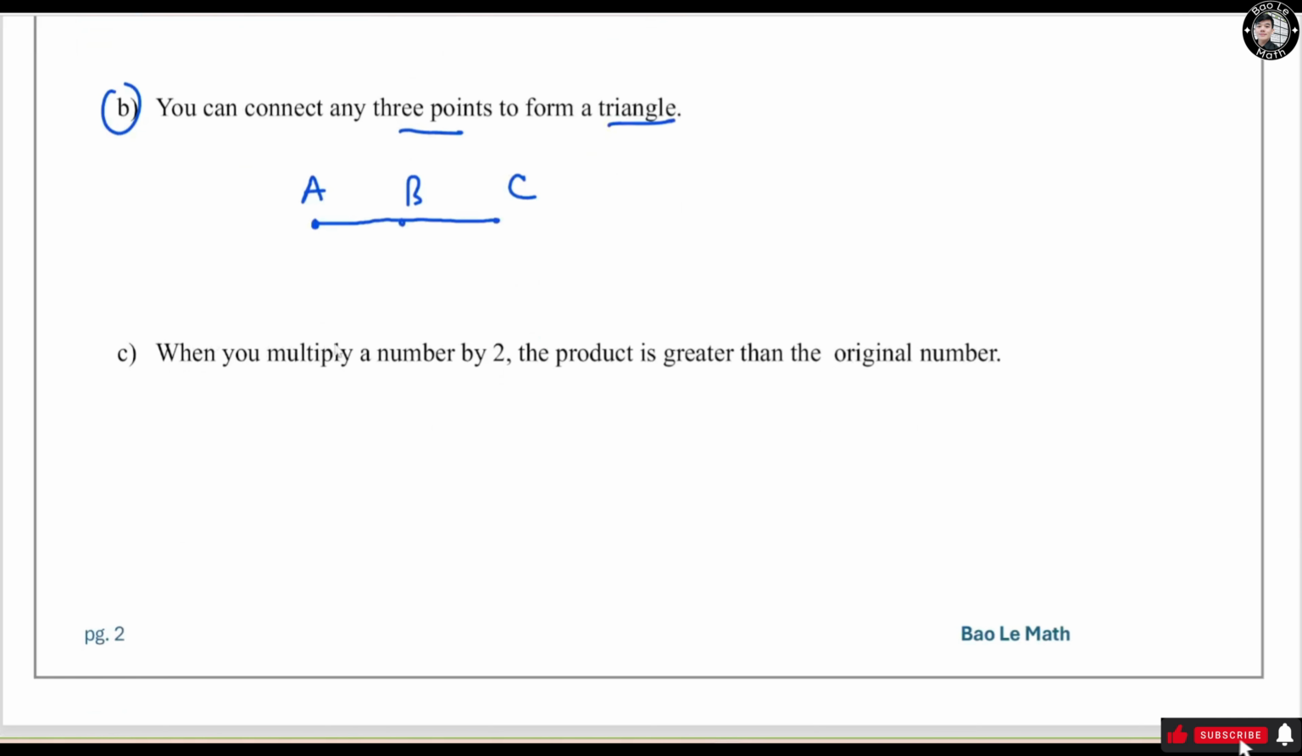Now question C. When you multiply a number by 2, the product is greater than the original number. This one is false, right? Because if the original number is negative 4, if you multiply by 2, it's going to be negative 8, which is less than negative 4, right? This says greater than, right? So it's not correct. And it's a good time to stop.